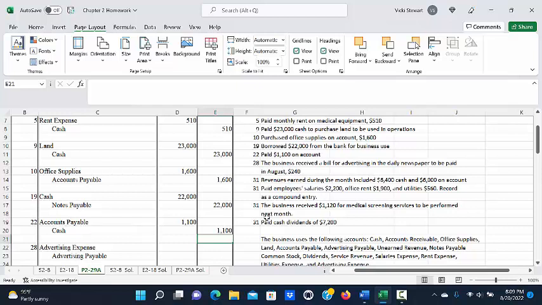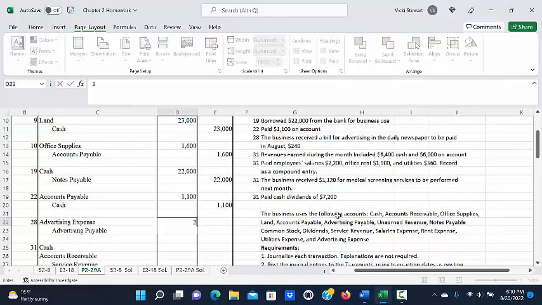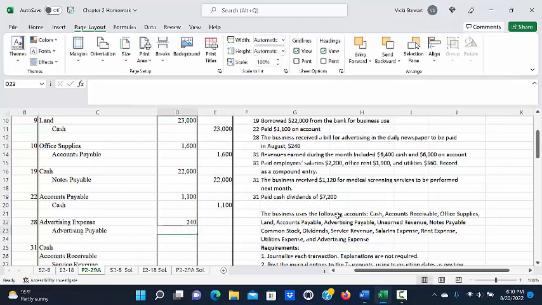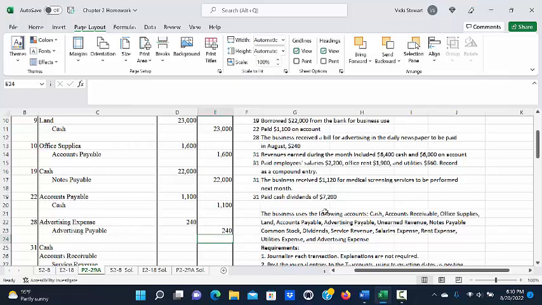On the 28th, it states that the business received a bill for advertising in the daily newspaper to be paid in August for $240. So remember, we're in July. This means that we got a bill, but we're not paying cash right now, okay? But we've already received the advertising. So this would actually be real advertising expense for $240 because it was for this month, but we're not going to pay it until the next month. So that is the reason why it would not be cash that we credit, but a liability because we owe that amount. We will pay it next month.